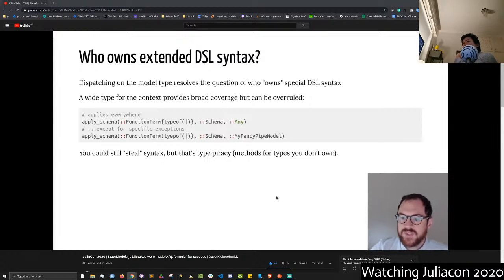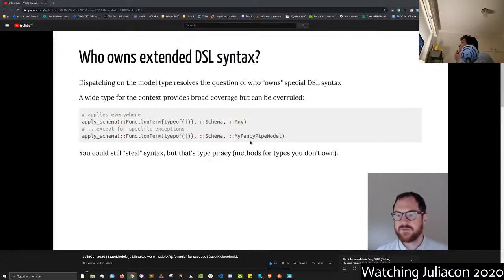And of course, you can always steal syntax, right? So there's nothing stopping you in your package from defining a method for a function term for a base function, and a model type that some other package creates. Right? But again, that's type piracy, right? That's a thing that we are aware of in the Julia community. We sort of know how to work around that, right?